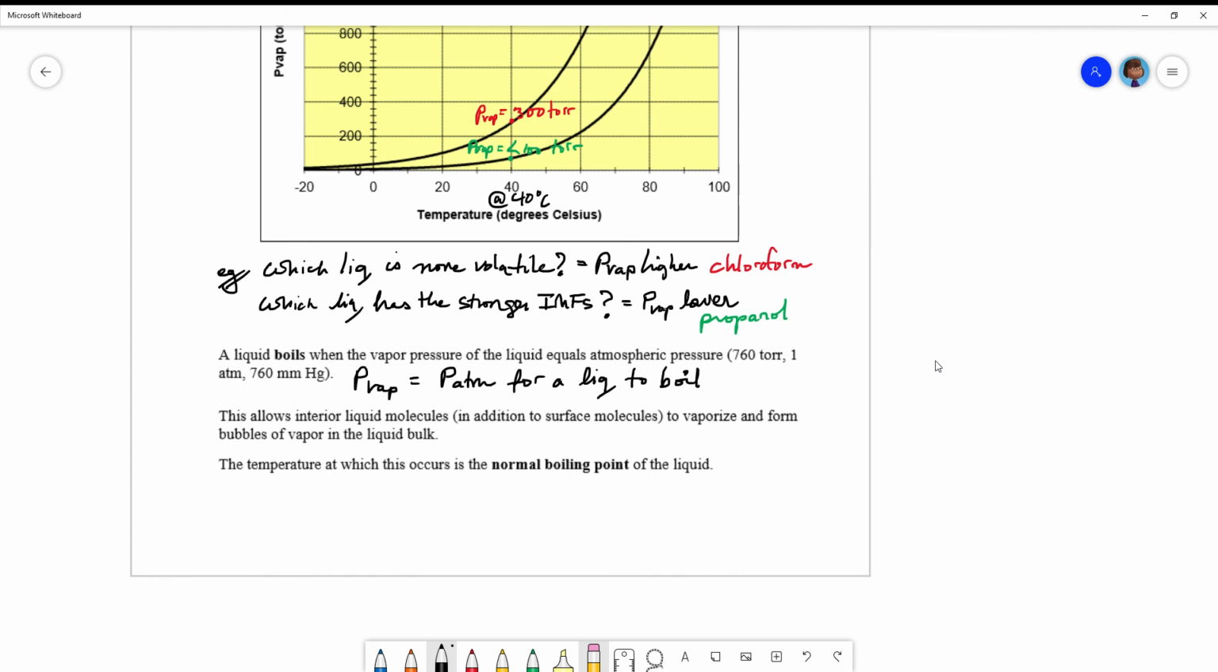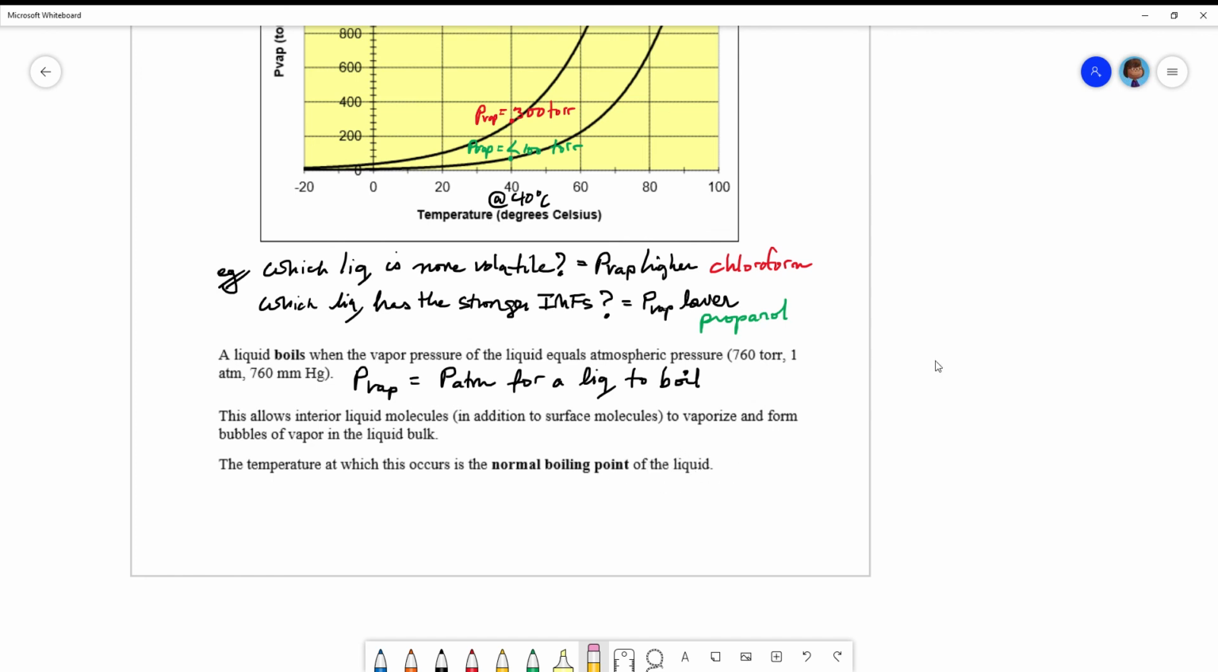Boom. Now, when the vapor pressure of the liquid is high enough to balance atmospheric pressure, this is going to allow those interior liquid molecules, in addition to the surface molecules, to finally be able to vaporize and form bubbles of vapor in the liquid bulk, which is when we know the liquid is boiling. This couldn't happen until the vapor pressure of the liquid balanced atmospheric pressure. Otherwise, atmosphere flattened those interior bubbles. The temperature at which this occurs is known as the normal boiling point of the liquid.